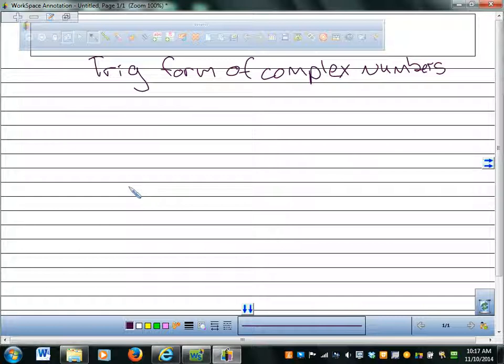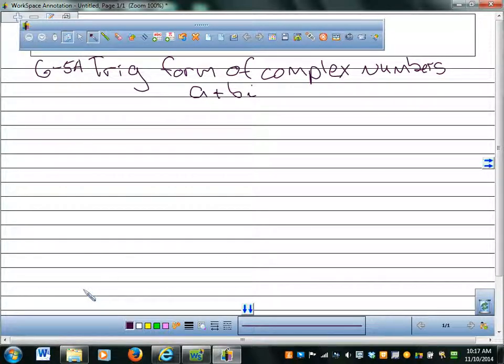All right. So, trig form of complex number. A complex number is something of the form a plus bi, right? Yes, ma'am. This is section 6-5, part A.